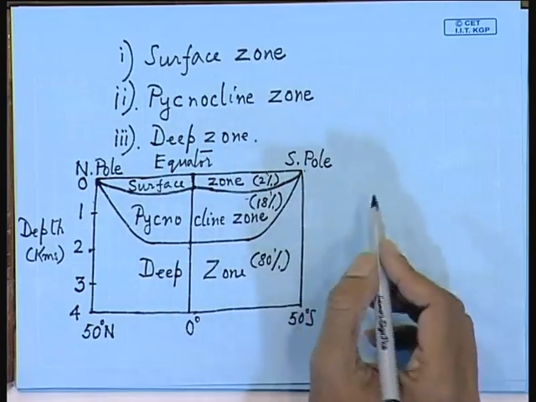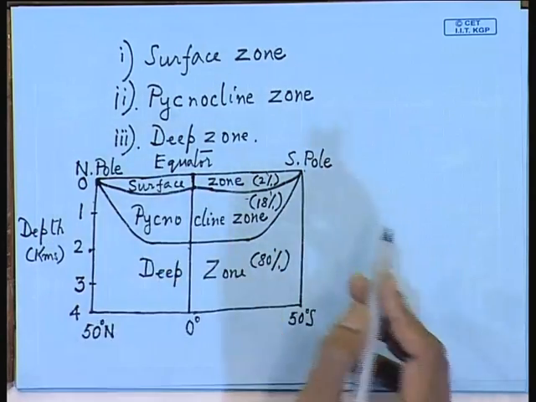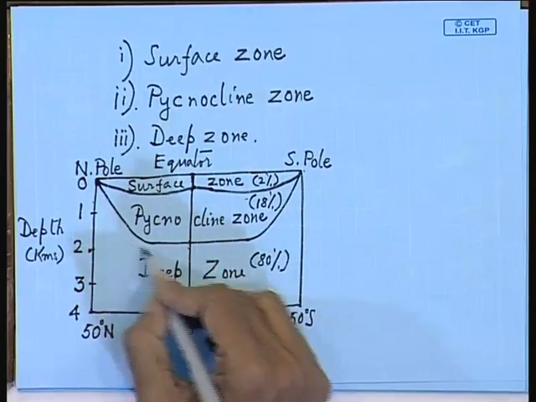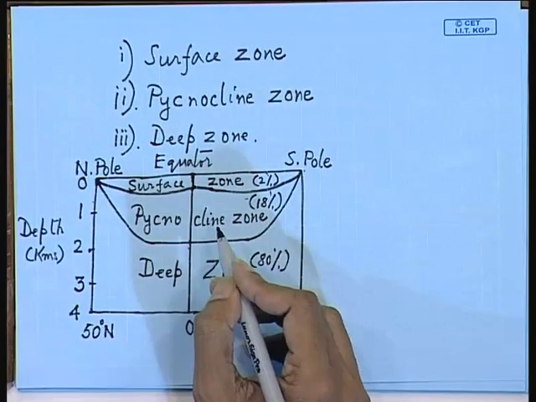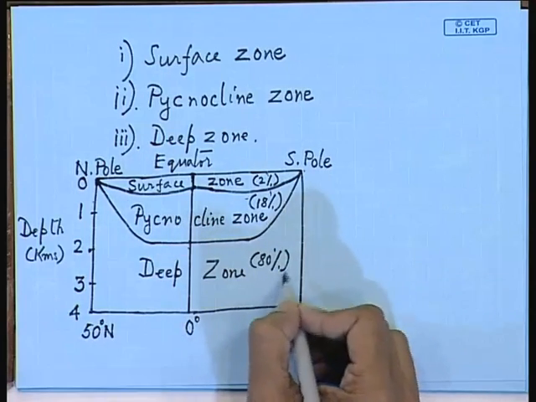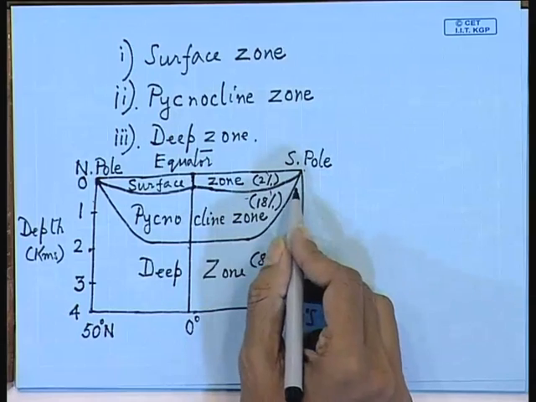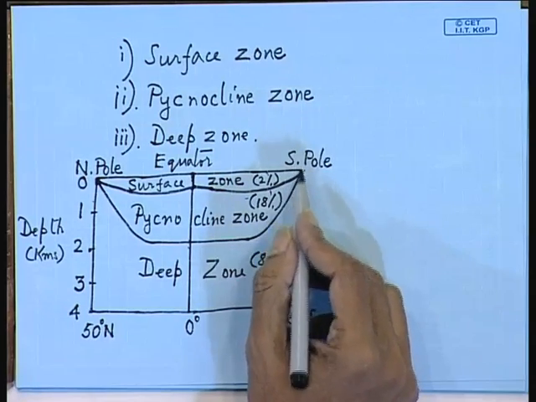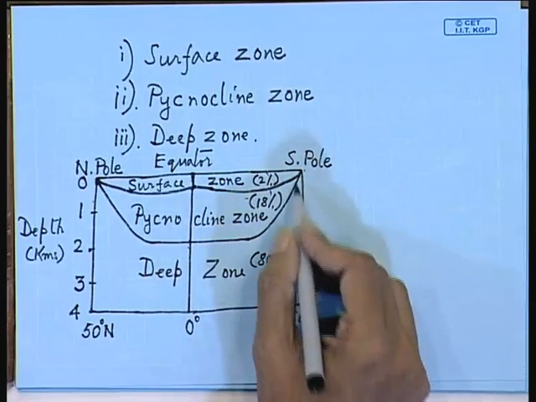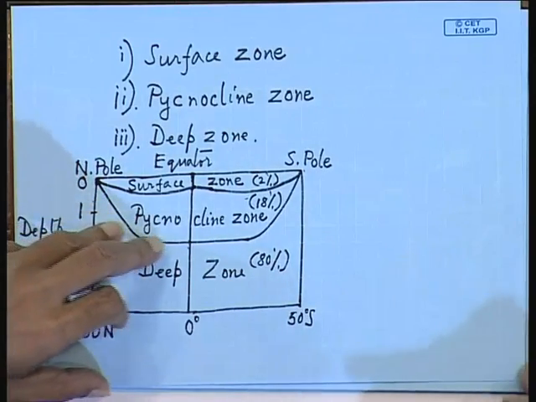So, this zone is acting as a floor for the surface zone and acting as a roof for the deep zone. But near the poles, that is the South Pole and the North Pole, there is no pycnocline zone. So, that means at the poles the deep zone waters can come to the surface, there is no barrier. So, a lot of circulation of the ocean waters takes place at the poles rather than at the equator.